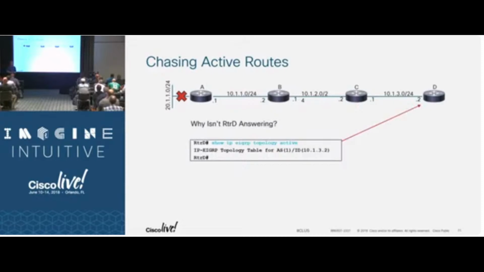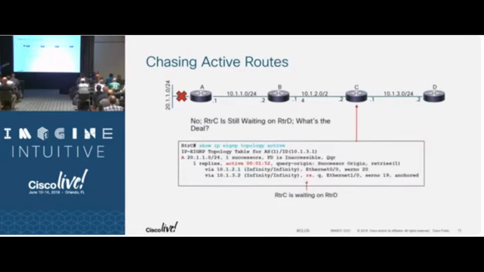Check its topology table. Would love that, but this is not helping. It says there is no active route here. So, wait a moment. If there's no route active here, why is C still active? Let's check it and see. Checking C, oh, it's still there. It's still waiting. We do have a communication problem here, obviously, because D doesn't even understand it has been queried.